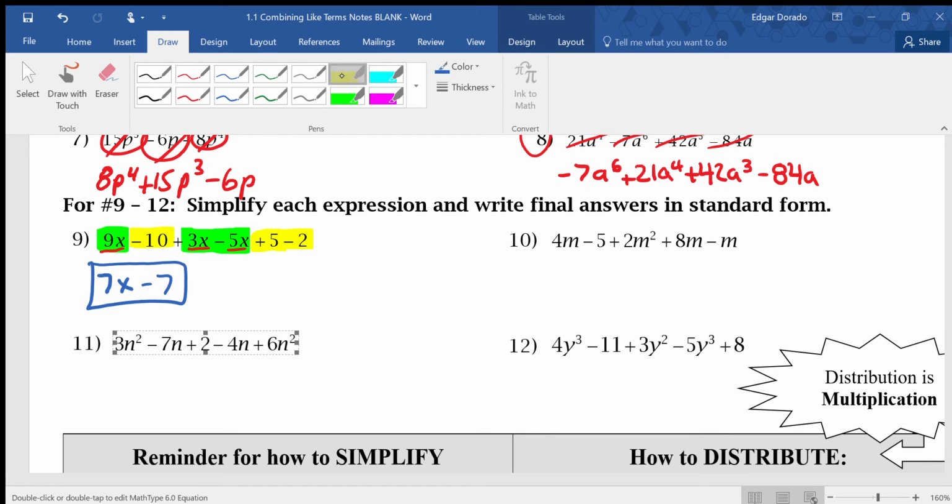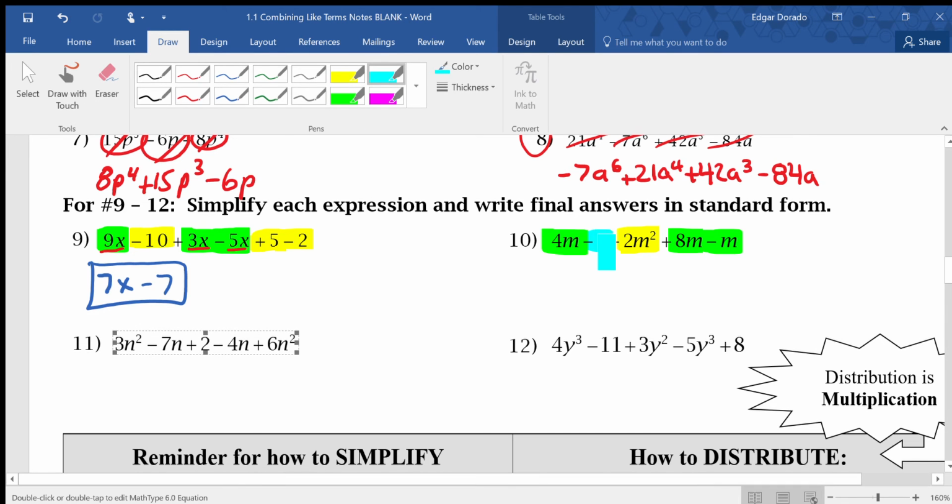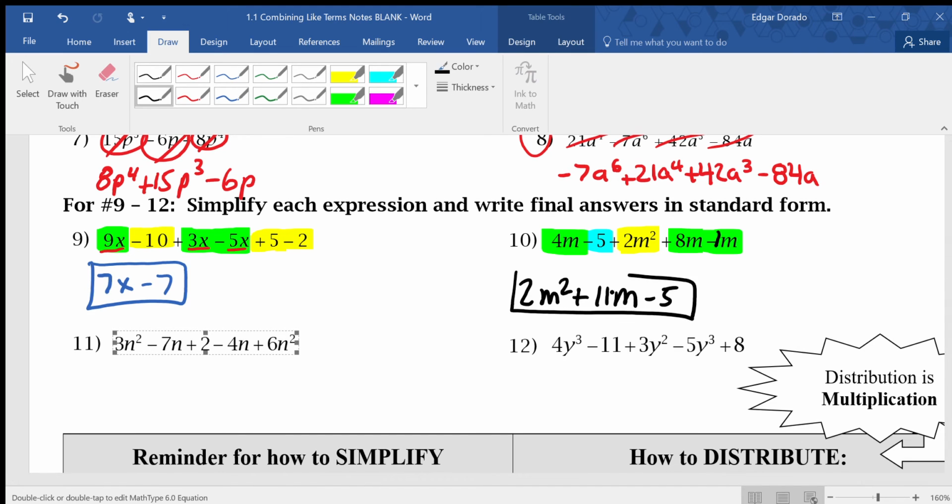All right, next one. I'm going to go ahead and see the biggest one that I have there, which is the 2m squared. Then I have a few m's here. And then finally, a constant. So again, let's combine these up. So first one is the 2m squared. Next, I see the m's. It's 4 plus 8. That's 12 minus 1m. So that's a positive 11m. And finally, my constant, a negative 5.